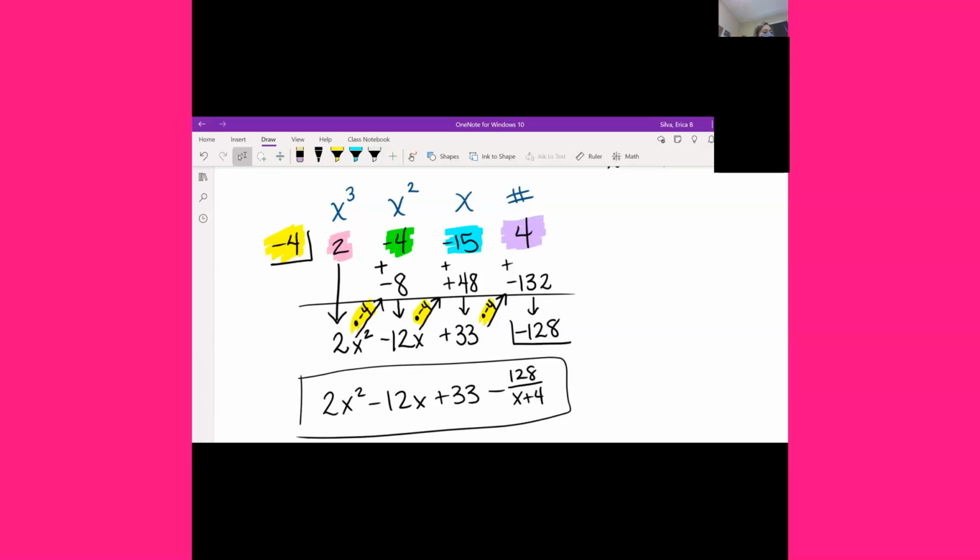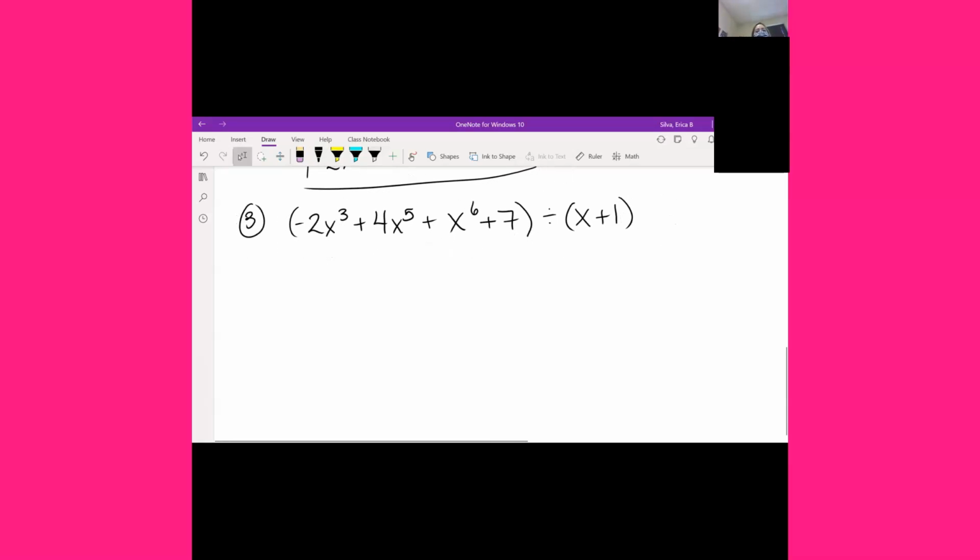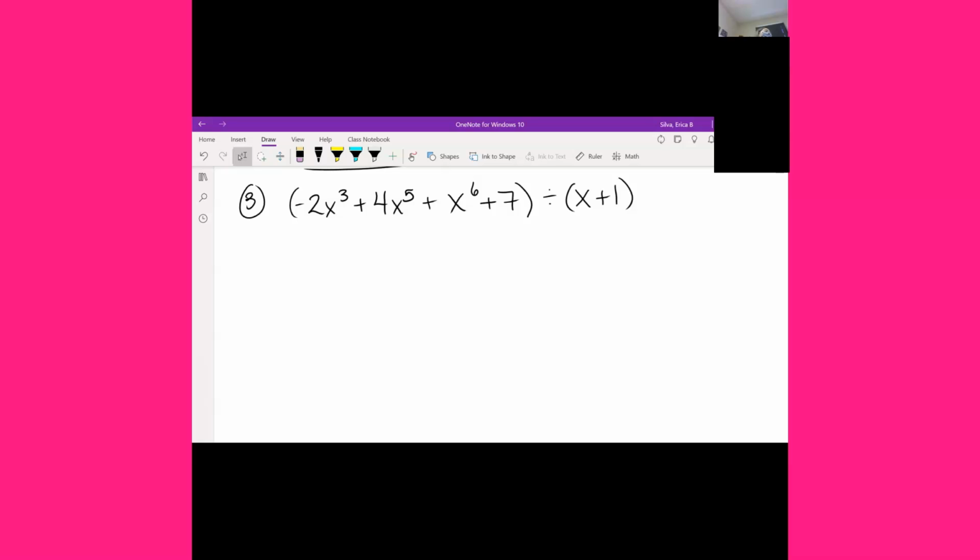All right, we're going to do one last example. I'll help you all set it up. Or maybe not. All right, example number 3. We've got negative 2x to the third plus 4x to the fifth plus x to the sixth plus 7 divided by x plus 1. All right, go ahead and set it up, and then we'll set it up together. You have erasers that you can erase if you get it wrong, but try it.